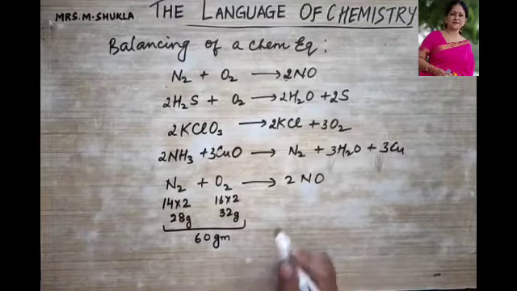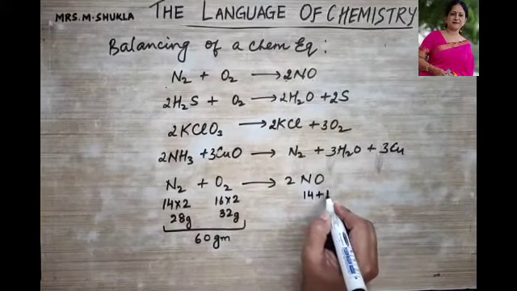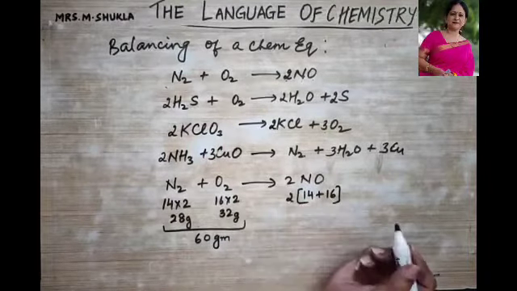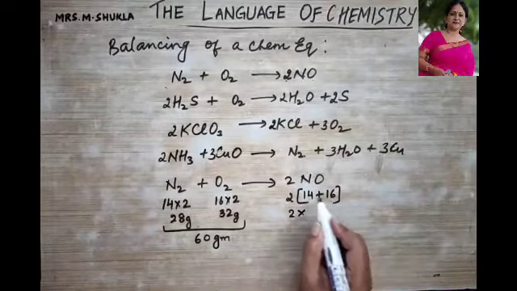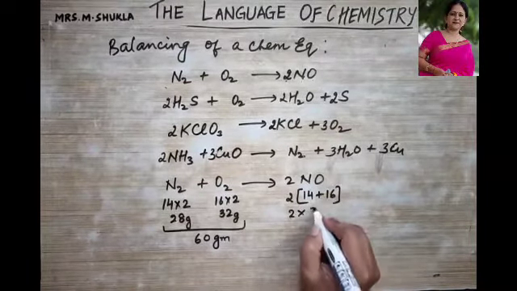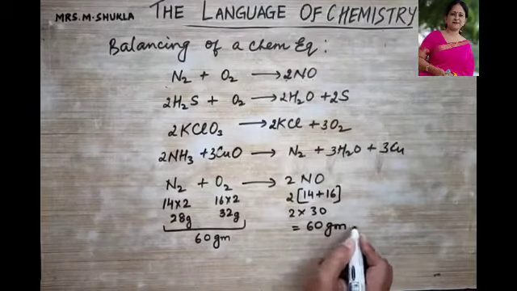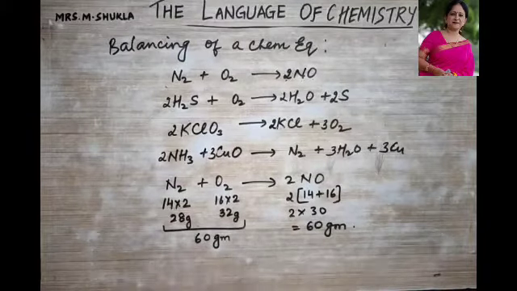Now let's check this. Nitrogen is how much? 14 plus oxygen is how much? 16 multiplied by how many molecules? 2. So 2 into 16 is 32. 14 plus 32, 46? No, 2 into 30, how much does it come out? 60 grams. Got it? The reactant and the product side, they are always the same.